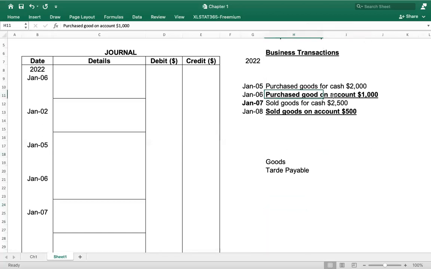Here, the name is not given in the question. Is the name of the supplier given or not? No. So which term will we use? Trade payable. Like in your school.